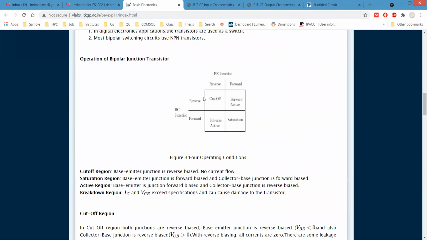In VLAB we have only a fixed connection, but in Multisim you can have different types of connection; you can directly rotate the configuration of the source. In that one you can have the cutoff region, where both of your junctions are in reverse. If any one of them is forward, it will be in the active region. If both of them are forward, it will be in the saturation region. That we can conclude from the output characteristics of this transistor.